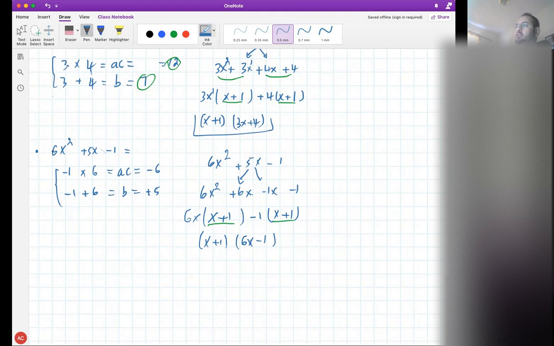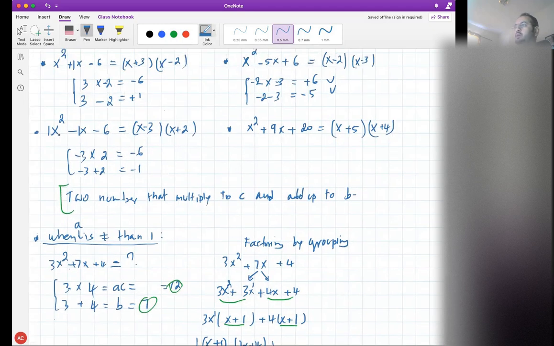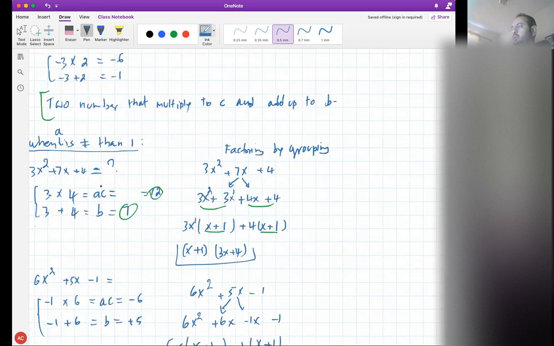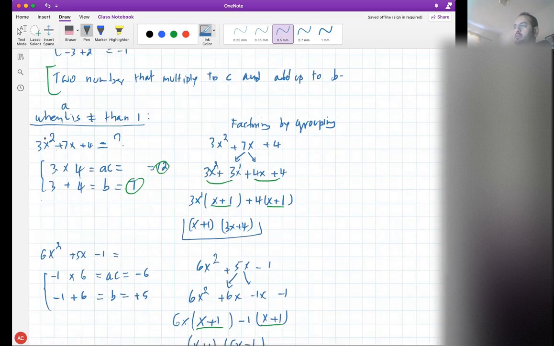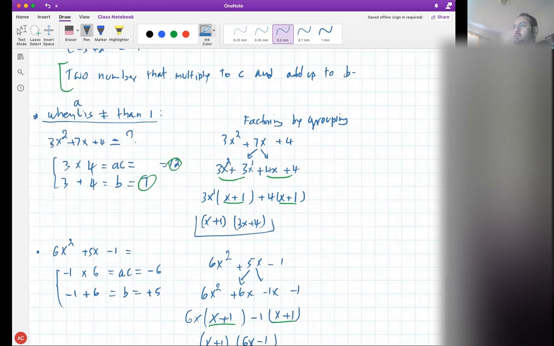When a is different than 1, we have to do this. And when a is 1, it's actually quick. When a is 1, you just need to find two numbers that multiply to this and add up to this. We can do it in one step right away. The second one is a little more complex because a is different than 1. So that's how you factor trinomials.